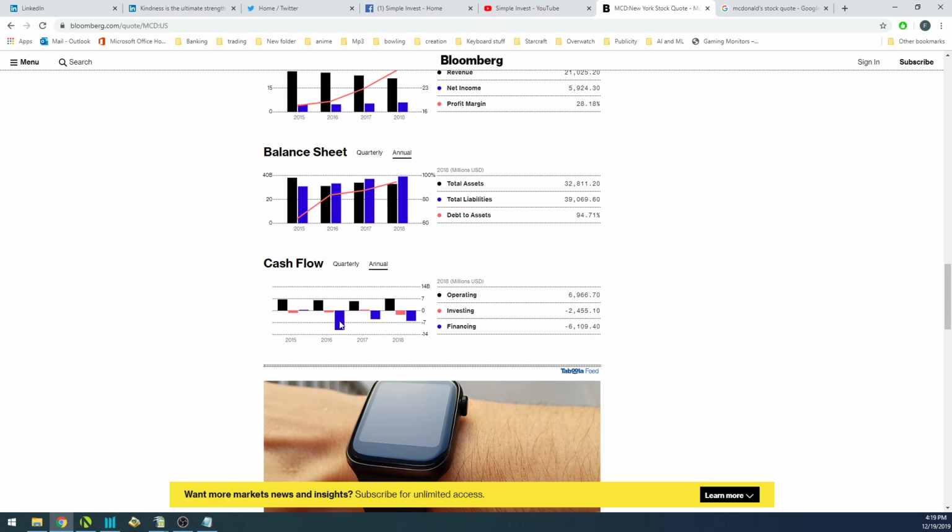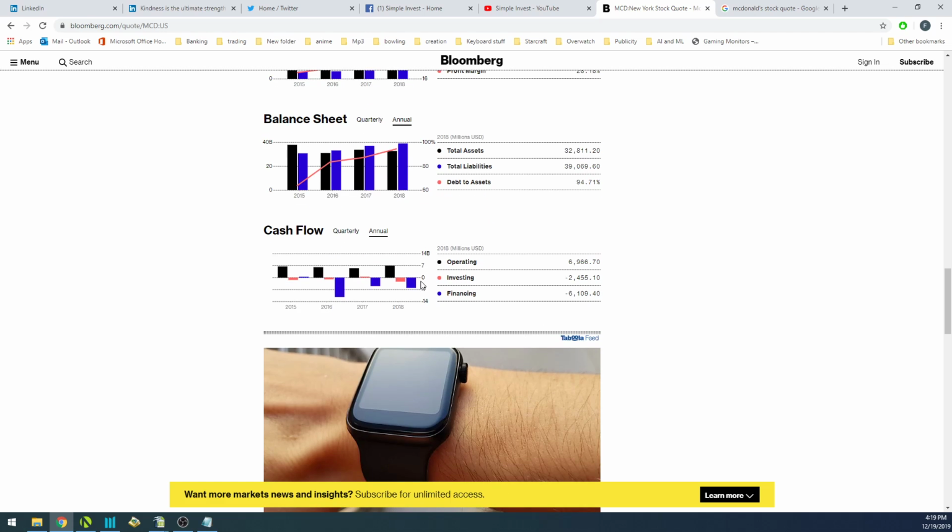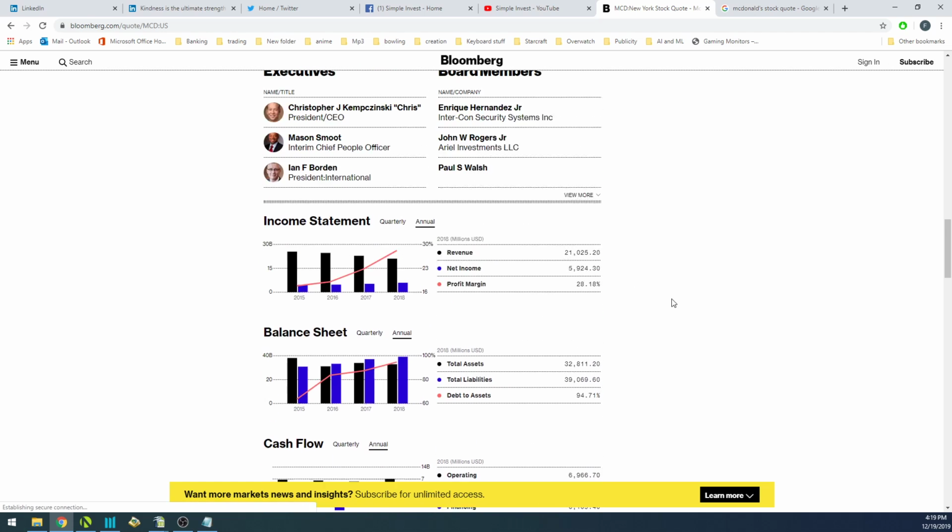Financing expenses doesn't seem to be as high as 2016. So all in all, it seems like McDonald's has less revenue than previous years when compared to 2018. And they seem to have some cost-cutting measures in place to reduce costs and increase their profit margins. But the fact that their revenue is decreasing throughout the years is not a very comfortable thing.